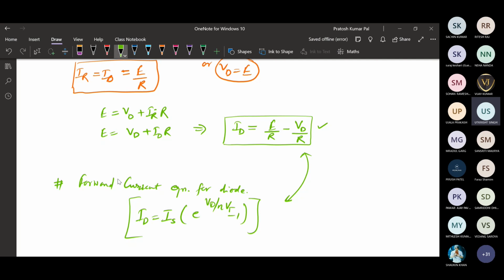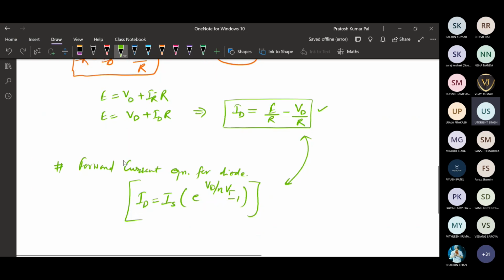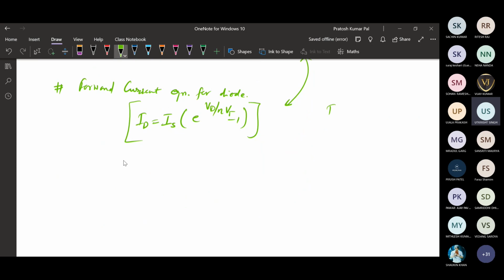So by solving for ID and VD using these two equations, we can get the point of intersection. That point will be IDQ and VDQ. So these are the current and voltage of the quiescent point. These two values, VD and ID, are also called the operating point.